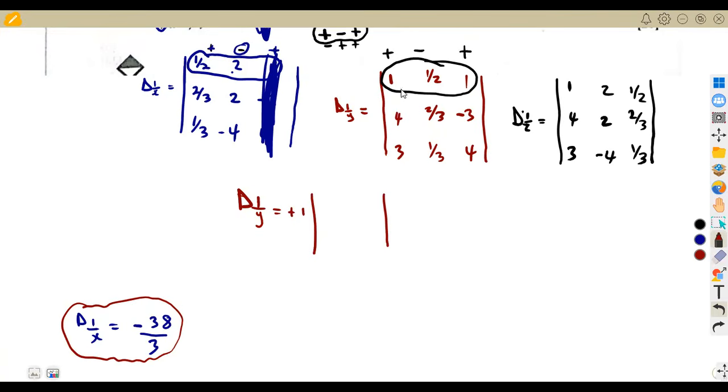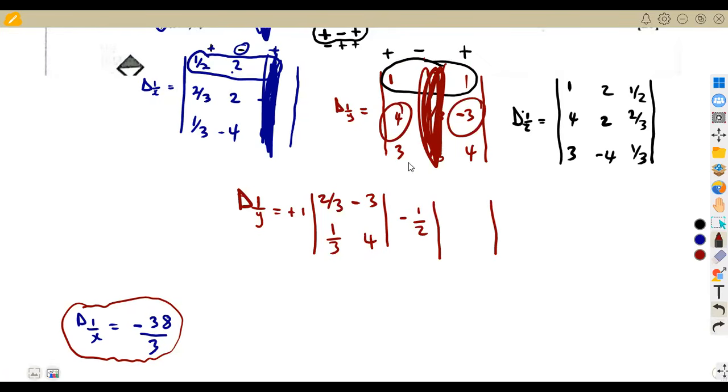Into the determinant of, we close the column also where there is this 1 here. So you're going to be left with this part, 2 over 3, minus 3, 1 over 3, and 4. For the half, we multiply by a minus, so it's going to be minus half. The row is closed already, so you can just close the column. This one, you remain with 4, minus 3, 3, 4. Then for 1, it's affected by a plus, so it's going to be plus 1.